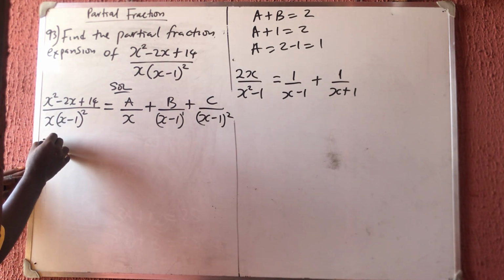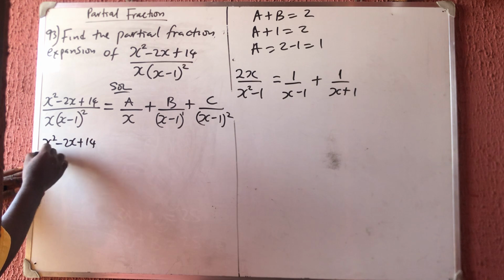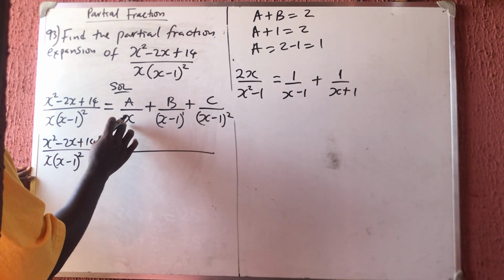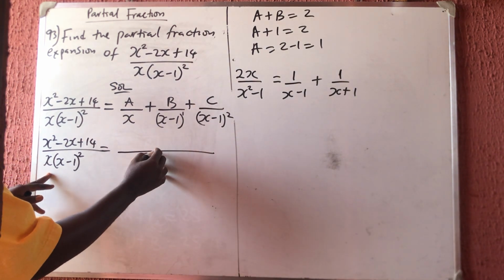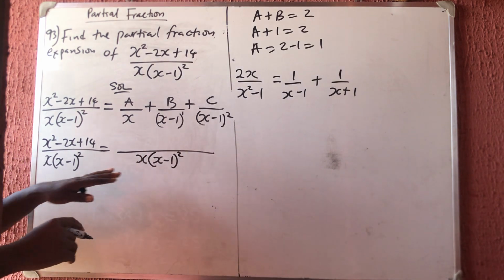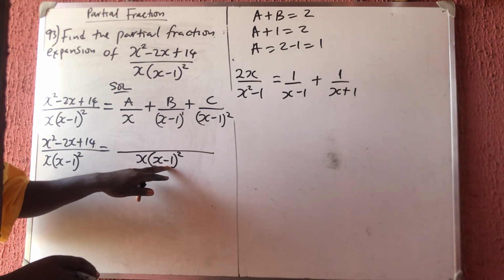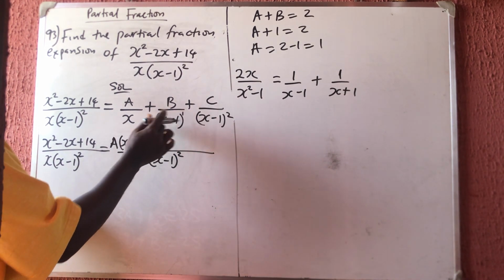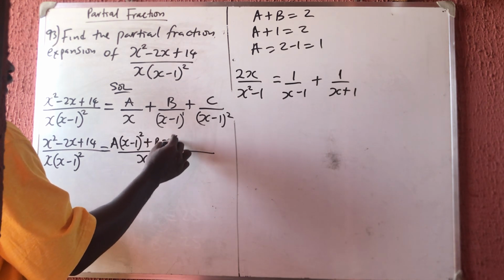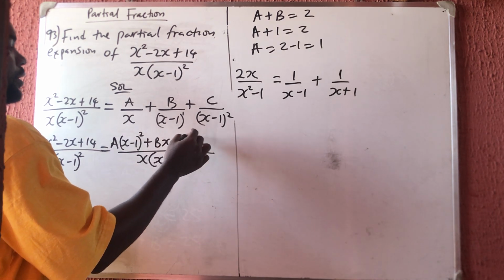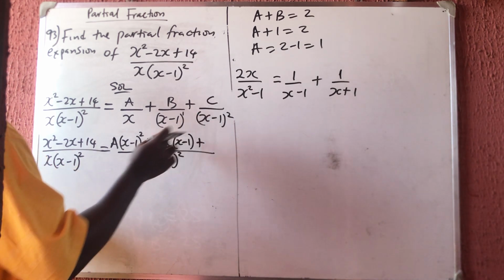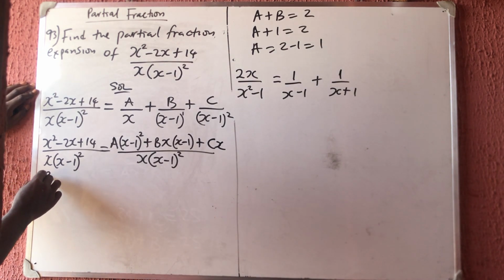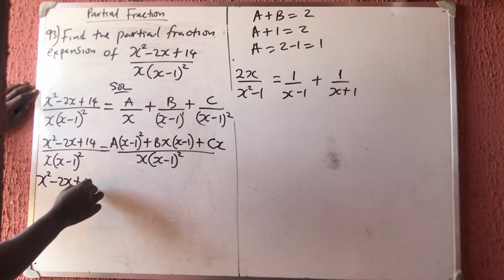Bring this one down. X squared minus 2x plus 14 all over x into x minus 1 all squared is equal to the LCM of everything here, which is simply the left hand side here, x into x minus 1 all squared. Now, when these two divide this, I'm having this one left. So I have what? A in bracket of x minus 1 all squared. When this one divide this, I'll have what? Bx into x minus 1. All right. Then finally, when this one divide this, I'm having x. I have cx. So denominator cancel denominator. I'm left with x squared minus 2x plus 14 is equal to.